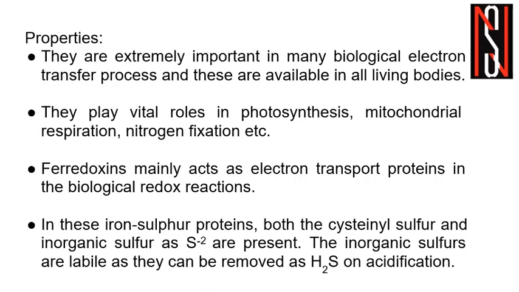So the inorganic sulfurs are labile. Why are they labile? Because inorganic sulfurs are mainly ionic, as they are directly attached to the metal ion. So the metal will be positive and the sulfur will exist as sulfide, and it can be easily removed as H2S on acidification, and therefore it is labile in nature, whereas the cysteine sulfur cannot exist as sulfide, so it is comparatively stable in nature.